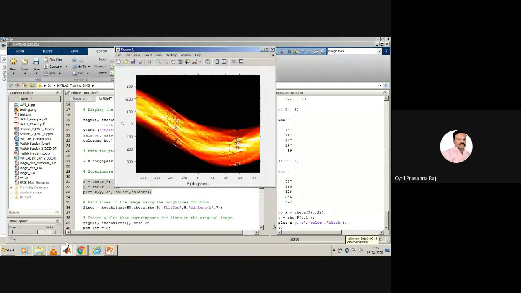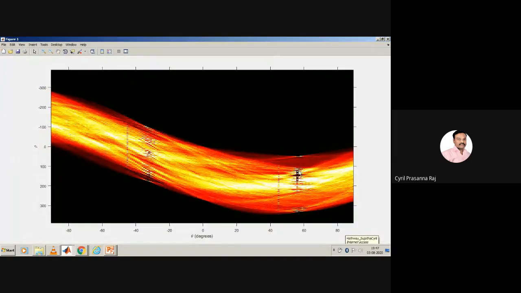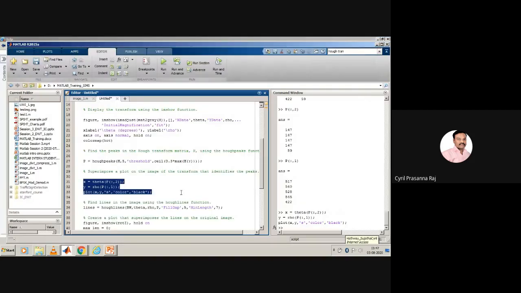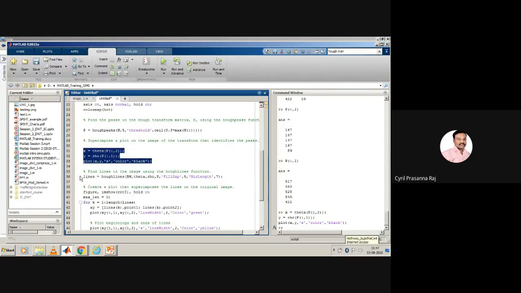If you see, these are the points that have been considered. Maybe around 5 points. You are able to see the 5 peak points, the black ones. These are the 5 peak points which correspond to significant lines available in the input image.